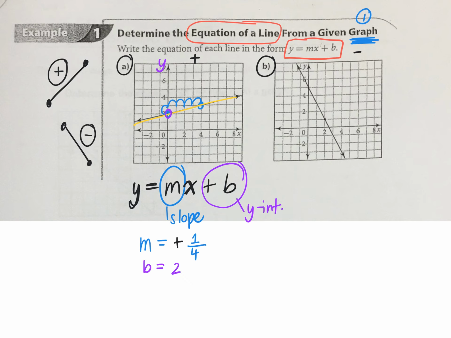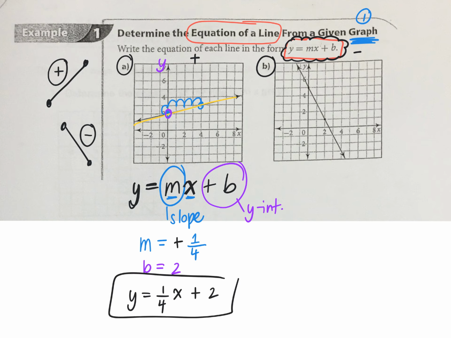What's the equation of the line? Remember, to write an equation, we have to start with y equals, good. 1 over 4. Excellent. M is always followed by x, good. Plus 2. Perfect. Excellent. Doesn't matter which points you pick.